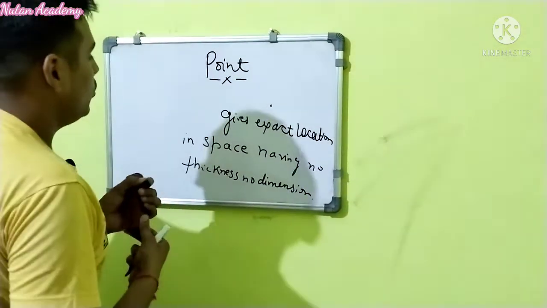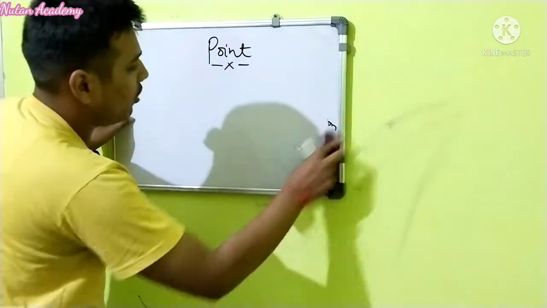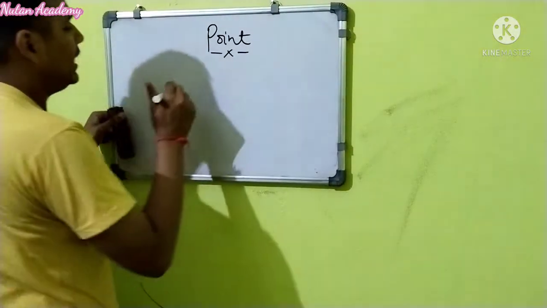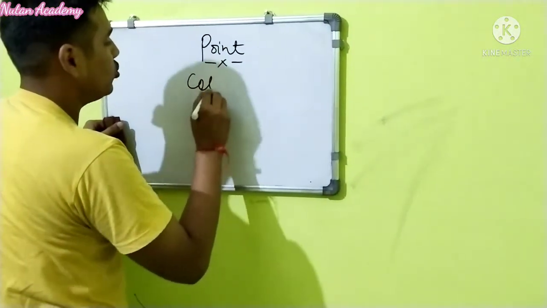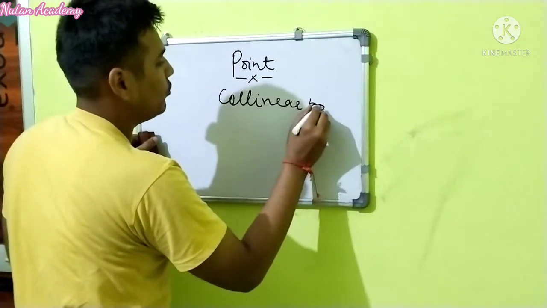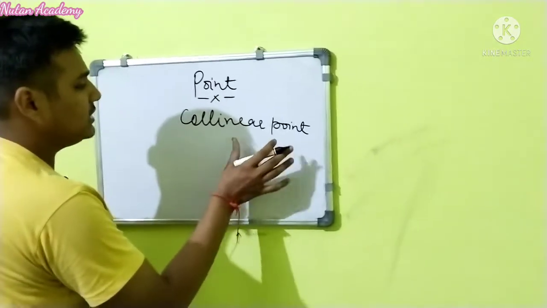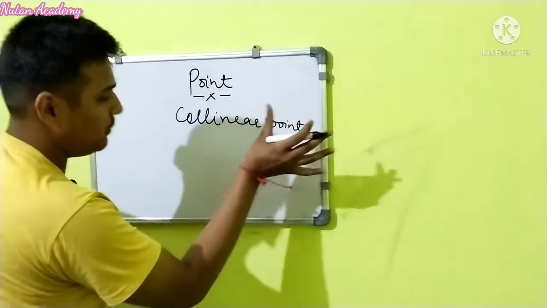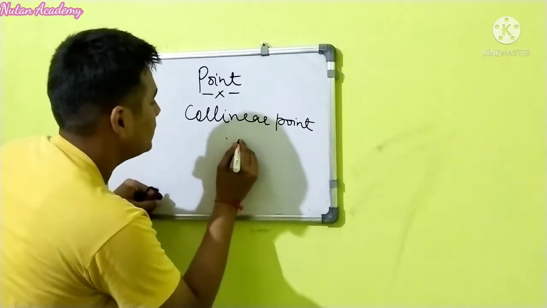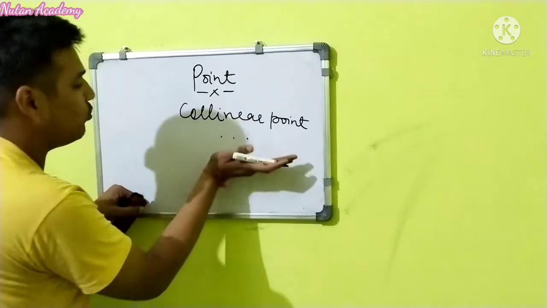Now how it comes in the concept of combination. The point has two types. First is the collinear point. The collinear point is represented in the same plane, in the same straight line. Suppose that this point has been called a collinear point.